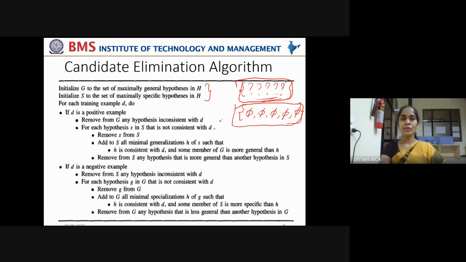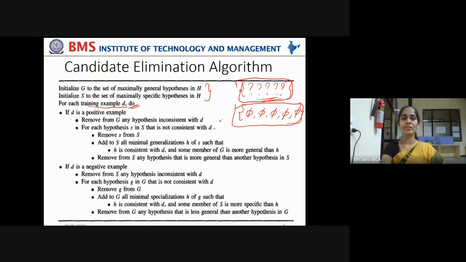Now come to the next step. For each training example D, understand this carefully, it is quite easy. For each training example D means whenever the machine goes through the day's examples, Day 1, these are the climatic conditions. Day 2, these are the climatic conditions, right? So when the machine comes across all these training examples, what will happen? Let us see. For each training example D, do what has to be done?